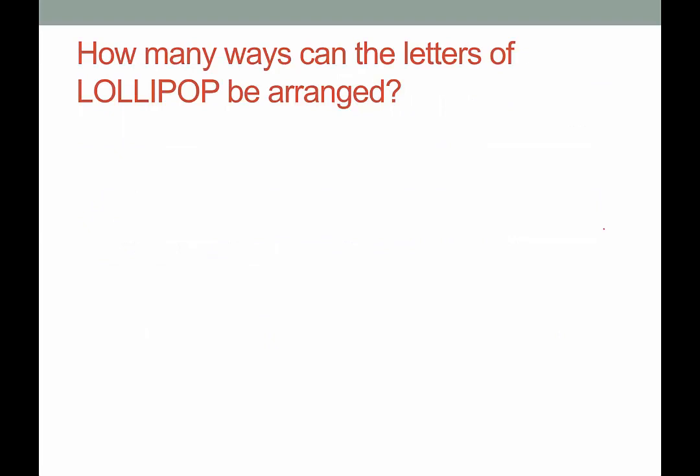How many ways can the letters of lollipop be arranged? So first, let's count the number of letters. 1, 2, 3, 4, 5, 6, 7, 8. There are 8 letters in lollipop. So if they were all unique, there would be 8 factorial combinations. But there's not. So now we have L, there's 3, O, there's 2, I is 1, and P is 2. So we need to divide out 3 factorial times 2 factorial times 1 factorial times 2 factorial. And again, we can ignore the 1 factorial. If you don't want to include it, you don't have to, and that's fine.